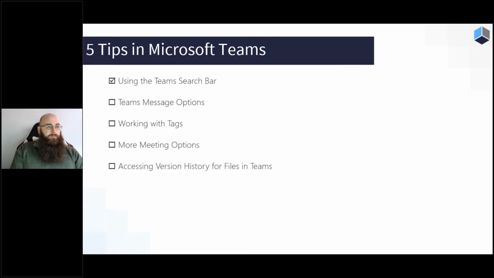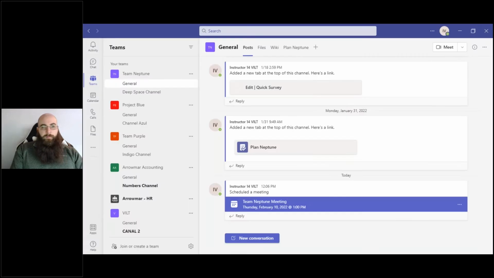Now there are some additional message options in Teams that I want to talk about. And messages in Teams can be more than just simply text. There's a lot more we can do here. So I've got this team right here called Team Neptune, and I think I want to post a new message to this channel. I can click on New Conversation down below and begin typing in my message.